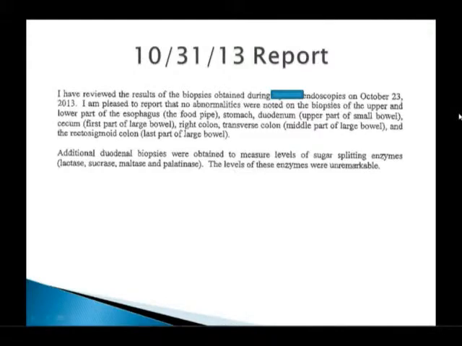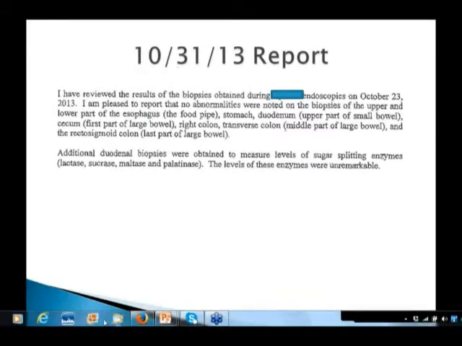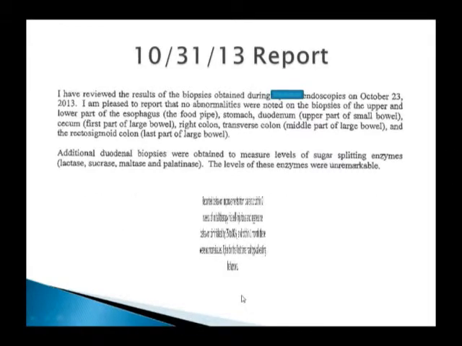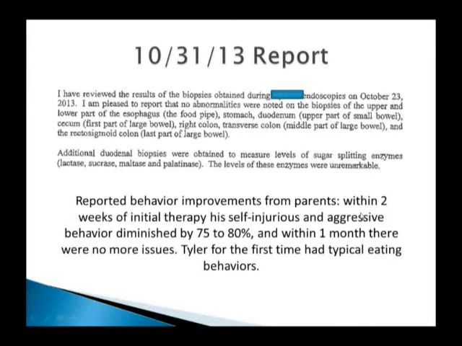Well, after some intervention, after the acid blocker, restricted diet, etc., another biopsy was obtained, and the eosinophilic inflammatory component in the esophagus and throughout the bowel showed normal. So there was great improvement there, but just as important, there was nice improvement with behavior. Essentially, within about 2 weeks of the initial therapy, his self-injurious and aggressive behavior diminished by about 75 to 80%. Within 1 month, there really were no more issues. And this was, particularly with this boy, for the first time, typical eating behaviors.